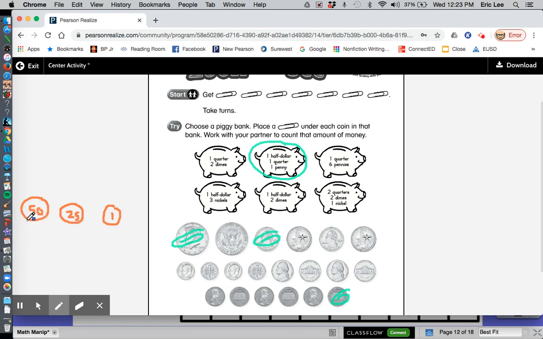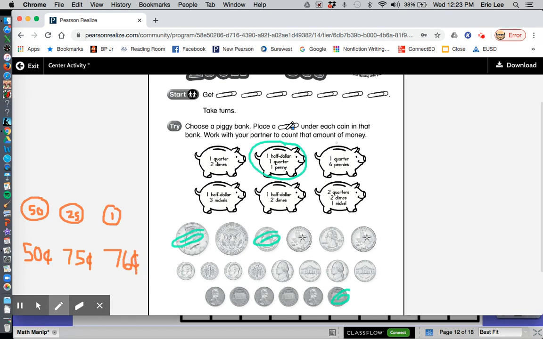And now I can count it. Now I can go ahead and count this. I can say, okay, so that's 50 cents. Then I'm going to add my quarter, 50 plus 25. Oh, that's 75 cents because 50 plus 25 is 75 cents. And then I'm going to add one more coin, that 1 penny. 75 plus 1 penny, guess what? 76 cents. So that's how you can play.